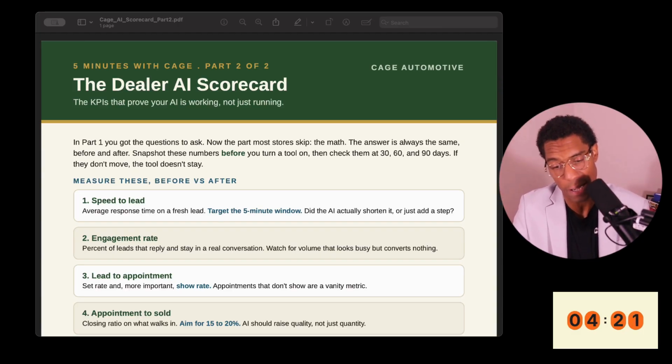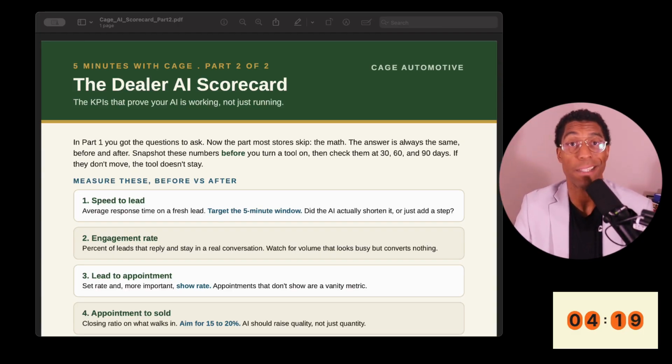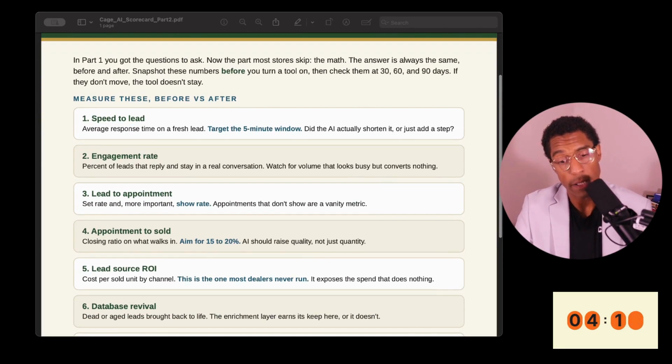So let's get into the AI scorecard and what are some of the things that we should measure. Okay, so we'll go through these together. One, our speed to lead. I think that's the most obvious one, right?